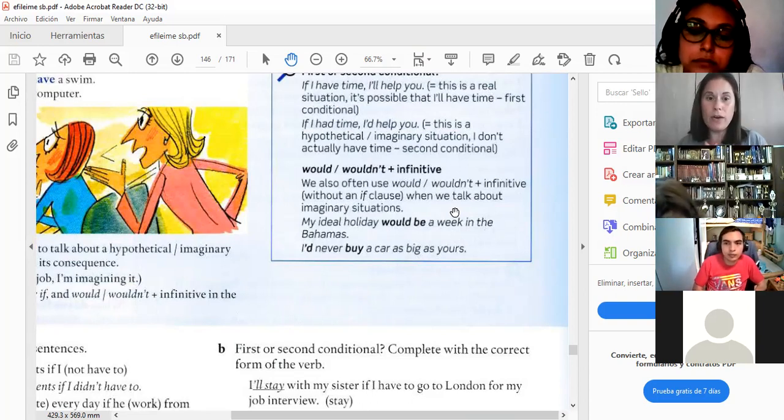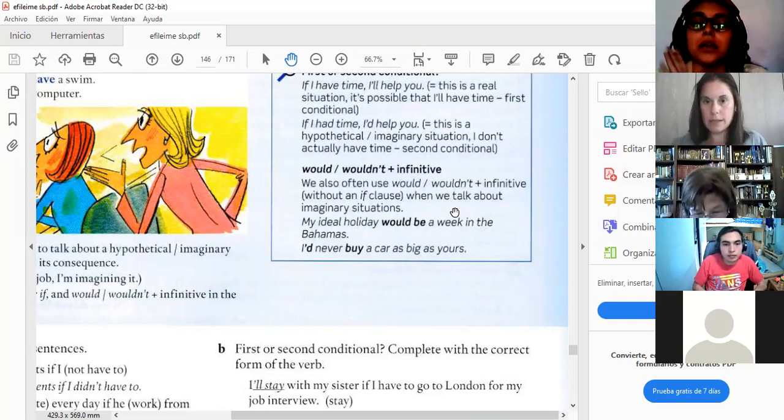Entonces, repasando y cerrando. Yo puedo usar el would, y puedo hablar de una situación hipotética o imaginaria con una condición, eso sería una oración condicional, porque pongo la condición con el if, o bien puedo hablar de una situación imaginaria sin ponerle una condición a esa oración. Usarla sola con el would. Is it clear?